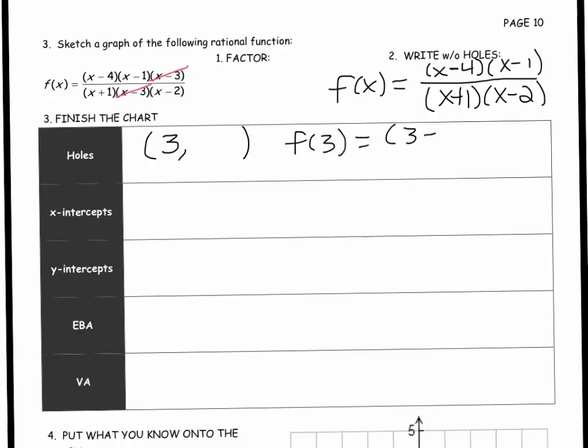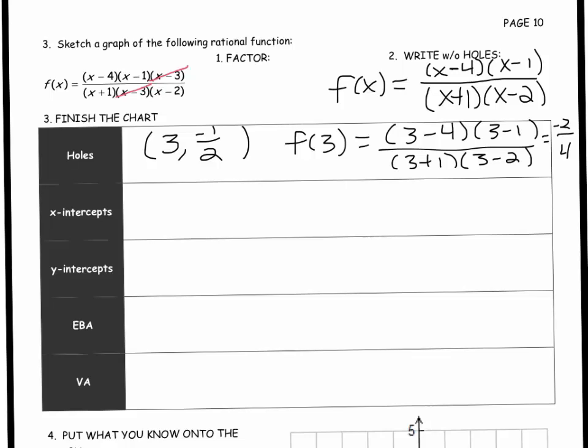So I'm going to substitute 3 into all of the x values. I'm going to get in the numerator negative 1 times 2, which is negative 2. And in the denominator, I'm going to get 4 times 1, which is 4. So the hole will be located at 3, comma, negative 1/2.